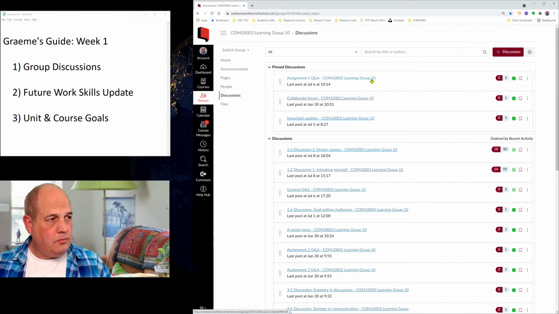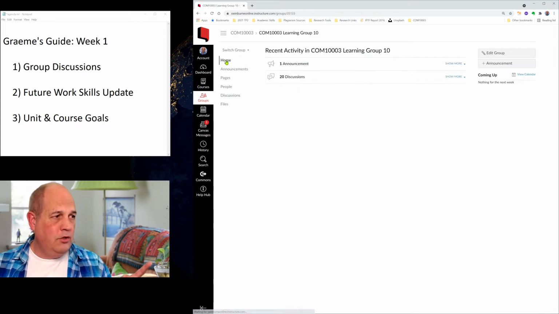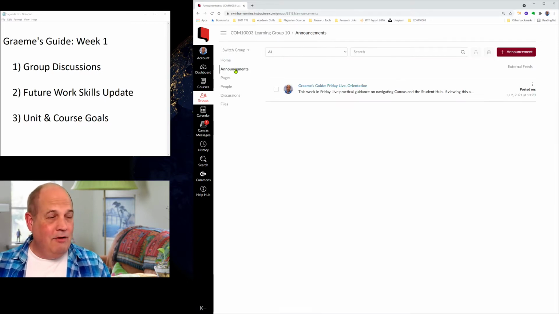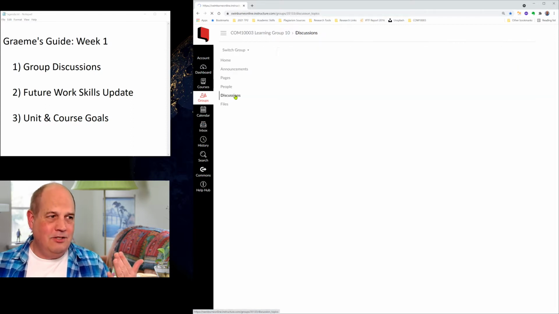Each group has a homepage, and you'll see here on the left menu, you can go to the homepage for the group. There's not a lot going on here, although you can see when new announcements and new discussions have been added. But the most important pages here are, well, my announcements are very important, but where you should be living while you're studying to gain new knowledge is in the discussions.